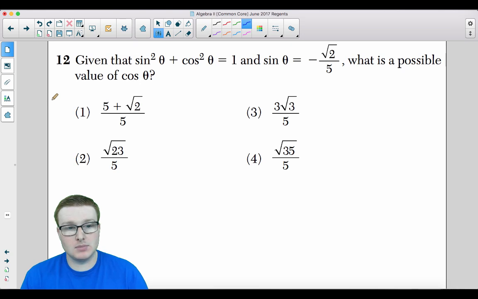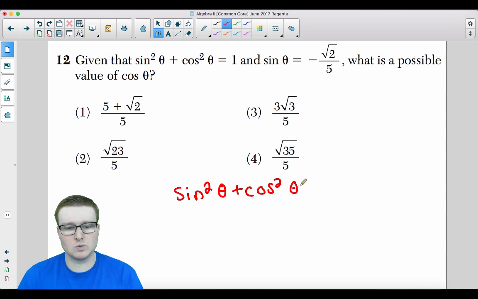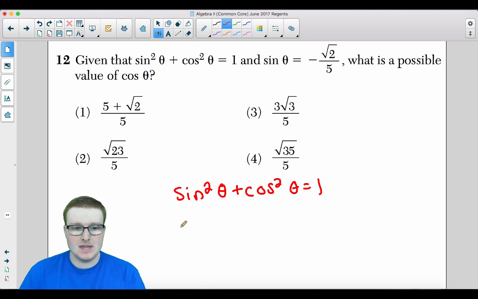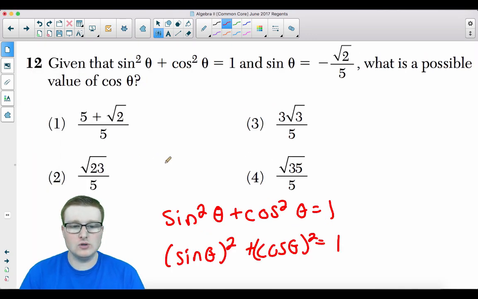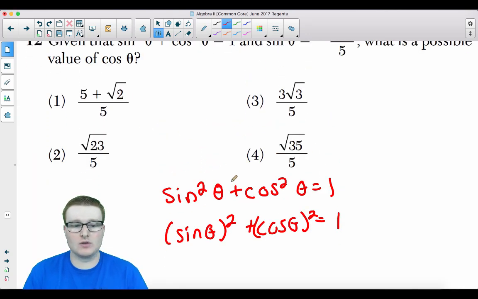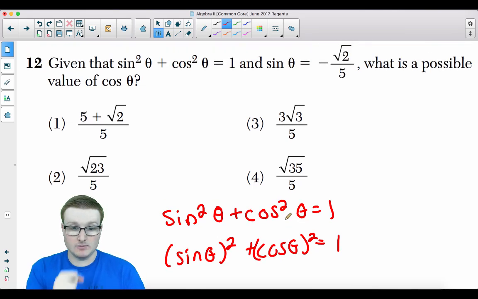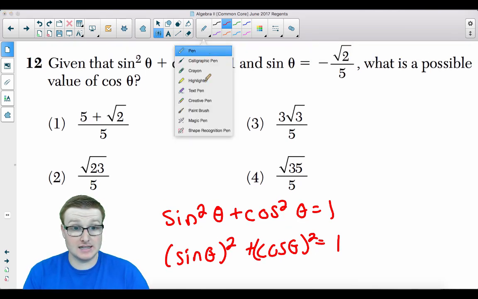Given that sine squared theta plus cosine squared theta equals 1 and sine theta equals negative radical 2 over 5, what is a possible value of cosine of theta? So I think this is on a previous exam as well, something similar to it. So sine squared theta plus cosine squared theta equals 1. This actually could be rewritten as sine theta squared plus cosine theta squared equals 1. I don't know who decided to just throw on the squared over here and not make it like this, but whatever.